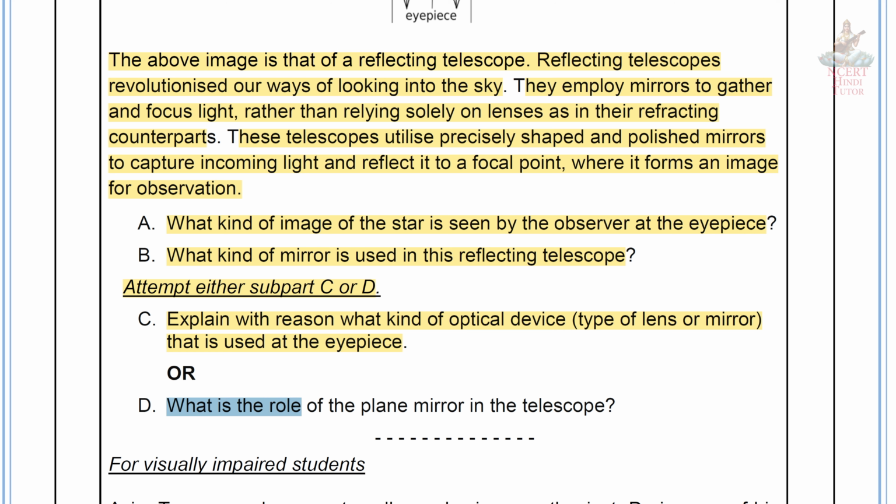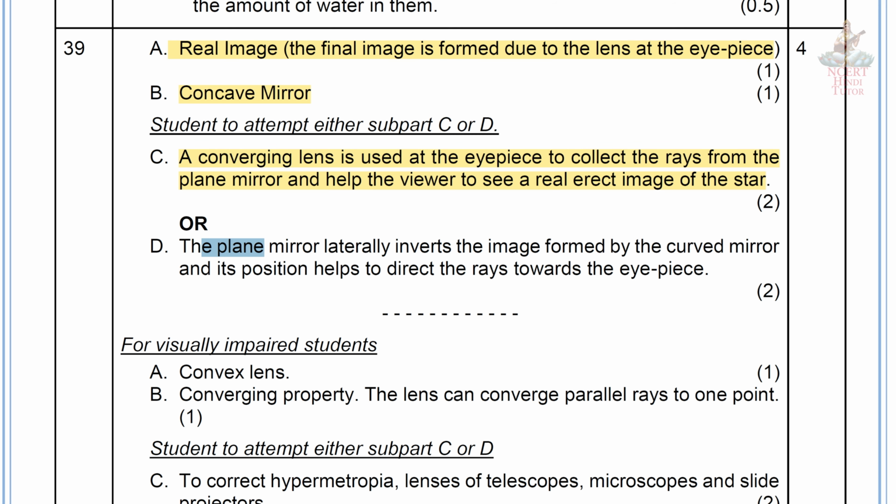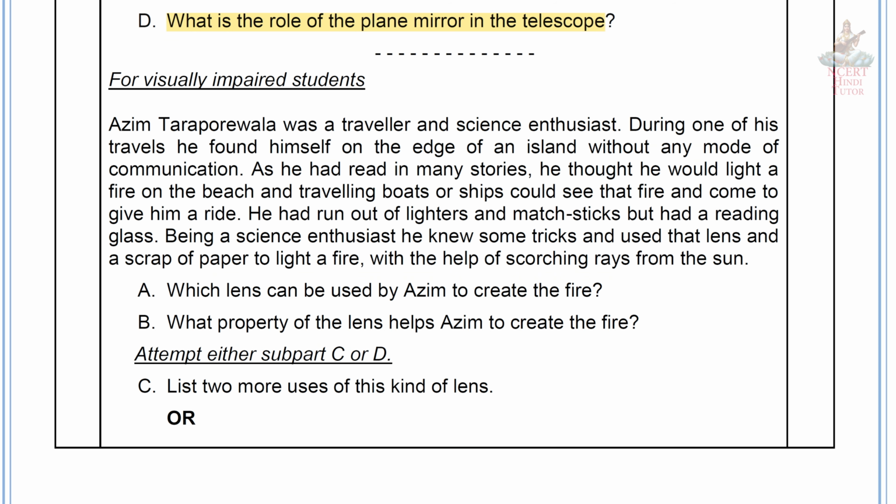D. What is the role of the plane mirror in the telescope? Answer. The plane mirror laterally inverts the image formed by the curved mirror and its position helps to direct the rays towards the eyepiece. For visually impaired students, Azim Tarapurwala was a traveler and science enthusiast.